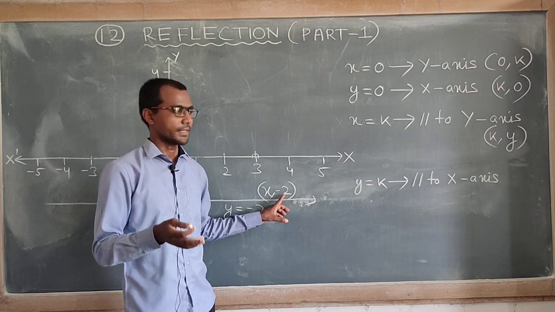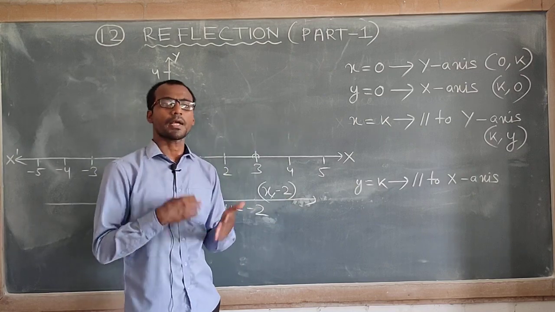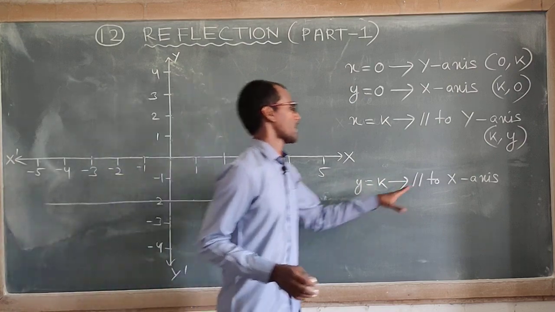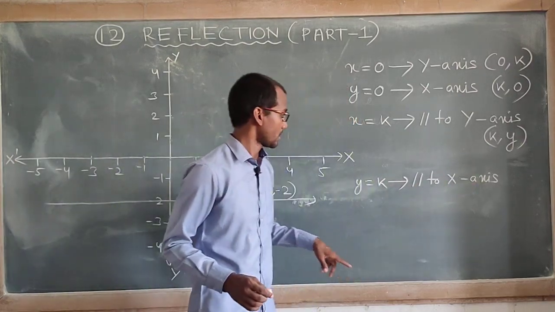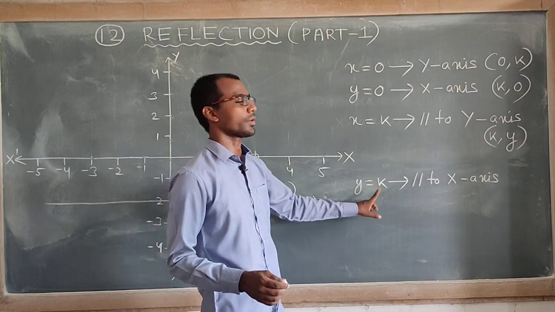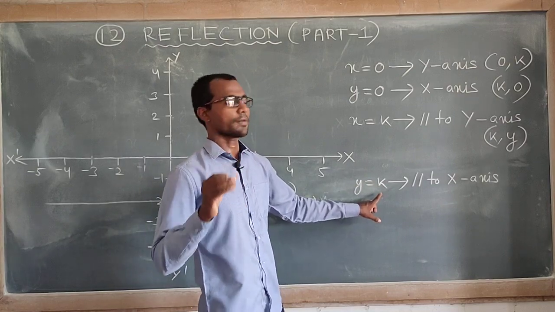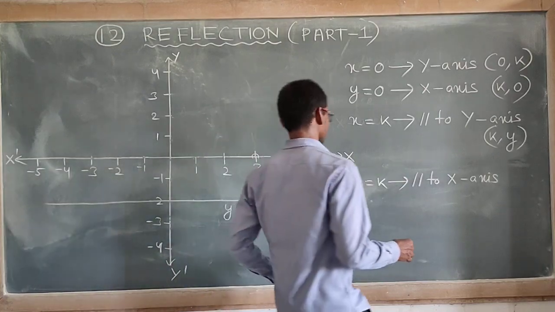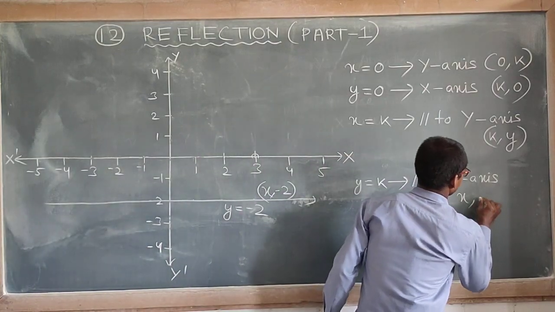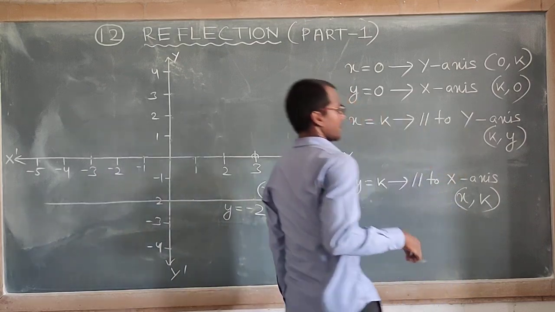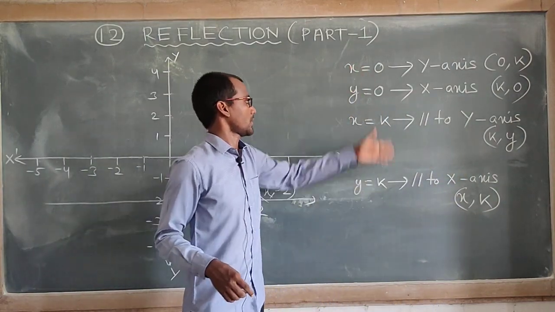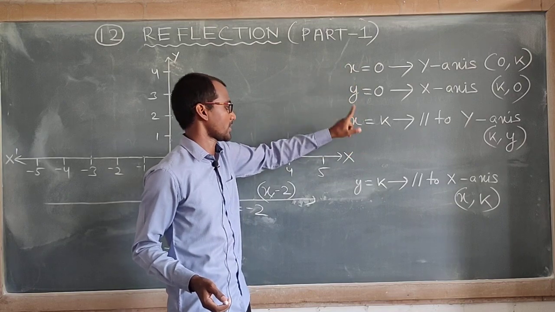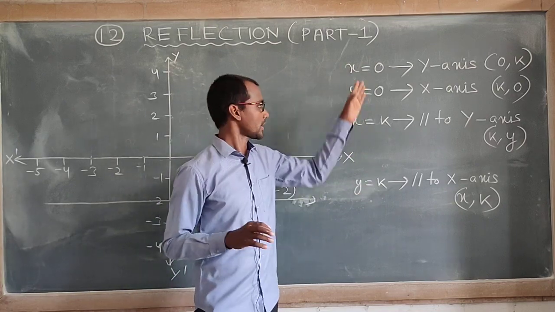For other lines which are parallel to the x-axis, it can have other values. So y equal to k. This represents a line parallel to the x-axis. This equation represents a line parallel to the x-axis, and any point on this line is of the form x comma k. These four equations are very important: x equal 0, y equal 0, x equal constant, y equal constant. You have to remember this.